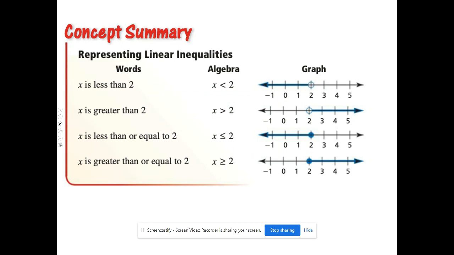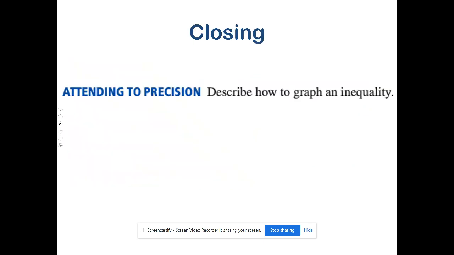Okay, so key concept summary here. We can see in words what a linear inequality problem would look like, the algebraic representation, and then the graphical representation. So you have to be able to move from one to the next. In this particular problem, you can see they're all starting at 2, but depending on the inequality symbol and what the words represent, they're doing different things. So x is less than 2, we see what the graph looks like there. X is greater than 2. Notice both of these have no lines: open circle, open circle. When we have the line underneath, we've got closed circles there. So make sure that you're able to go from one representation to the next.